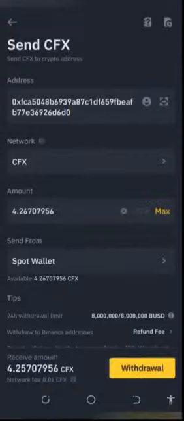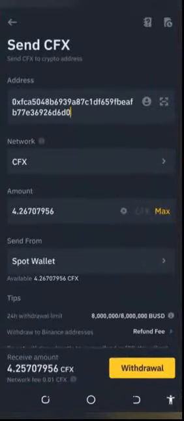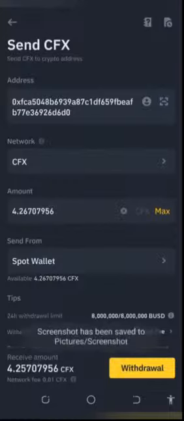So let's put the max. I think we're good. Is there anything we need to take note of? I think it's fine. Okay. So let's take our screenshot. Everything looks good. Normally, when the address is wrong, you'll see a red. It will just show you that it's wrong. But now it looks like it's good. So I'm just going to go ahead and click on withdraw.